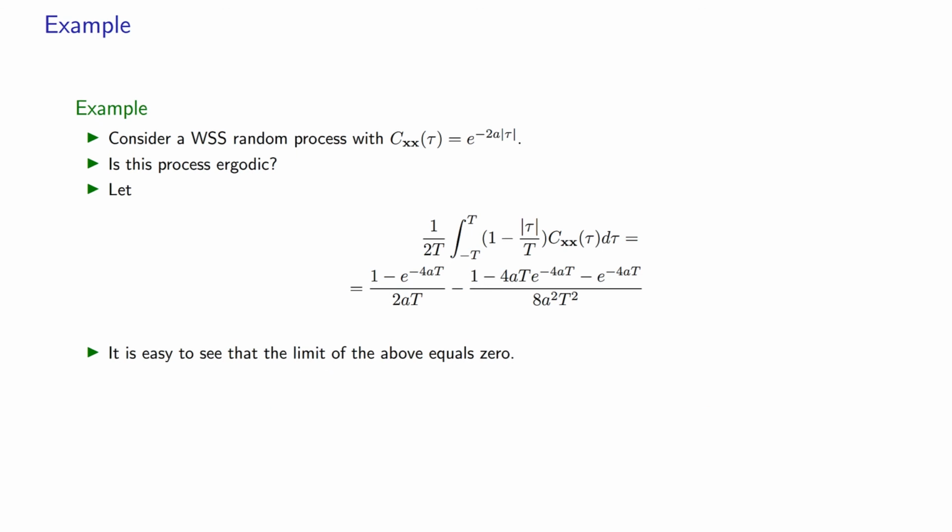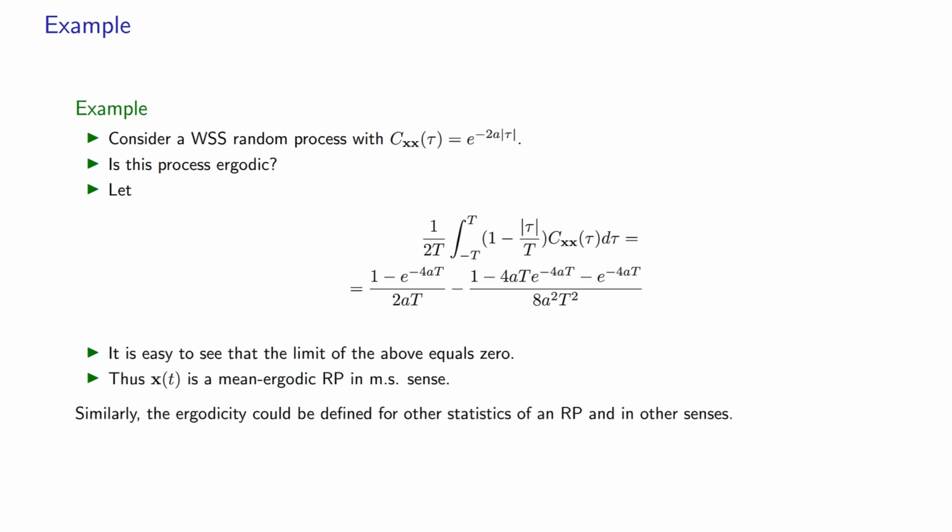So it is easy to see that the limit of the above is equal to 0. So therefore, X of t is a mean-ergodic random process in the mean square sense. So similarly, the ergodicity could be defined for other statistics and in other senses, but some of those definitions may be useful, some of them may not be useful.